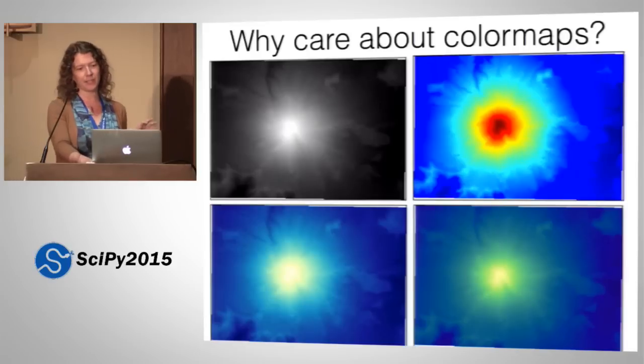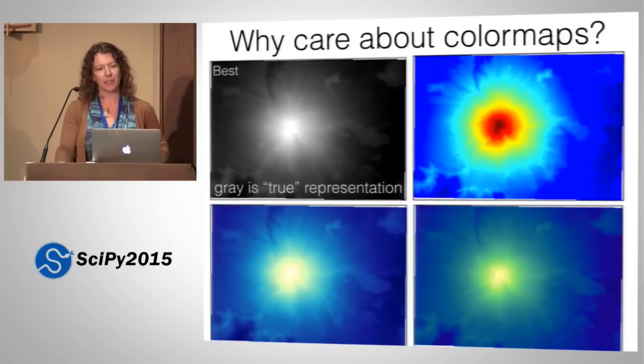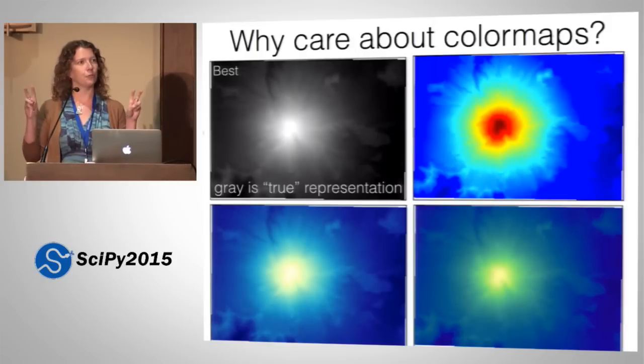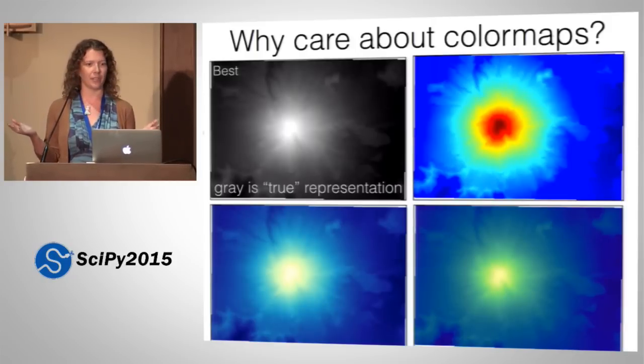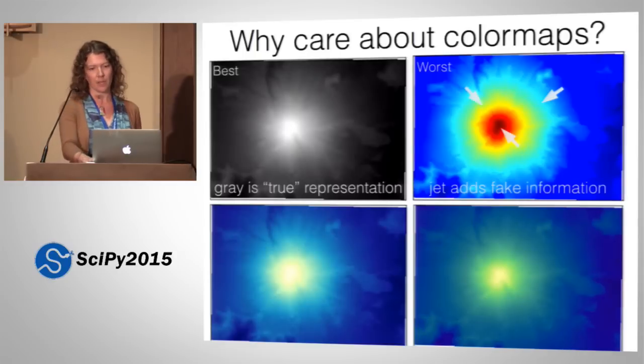Okay, so why do we care about color maps? I have the same information plotted here in 4 different color maps. In the top left, we have grayscale, which in some sense is the best we can get for a true representation of the information. It's just black to white grayscale linearly increasing. And this is a basic look at the information that we have here.